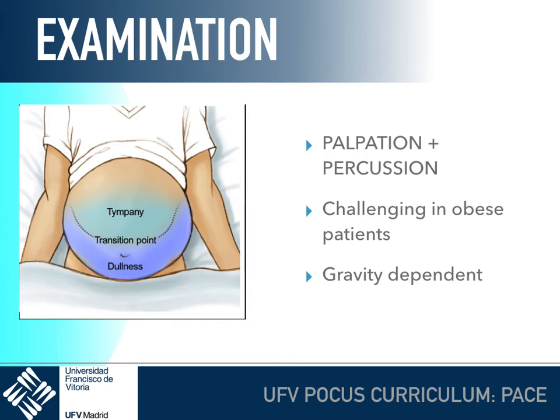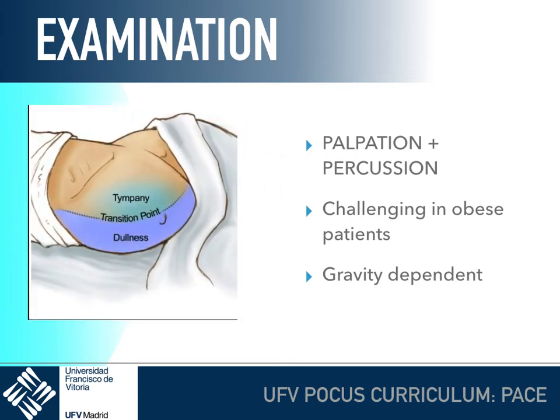The classical way to examine ascites is a combination of palpation and percussion, and this can be challenging again in obese patients. Remember that the transition point between dullness and the tympanic area is supposed to be gravity dependent as well. If we place the patient in a lateral decubitus, the transition point between dullness and the tympanic area will change.